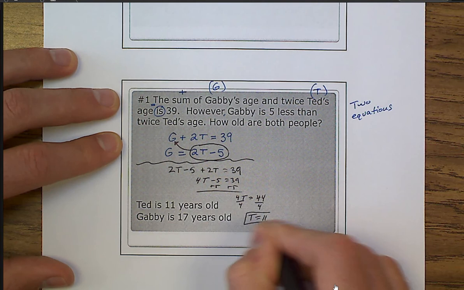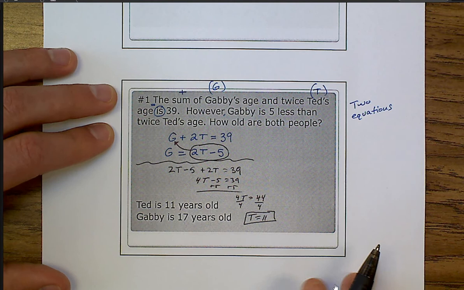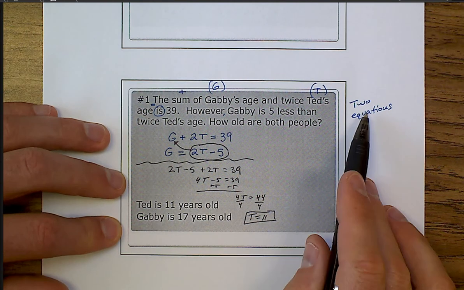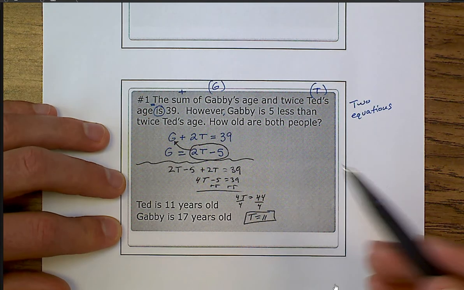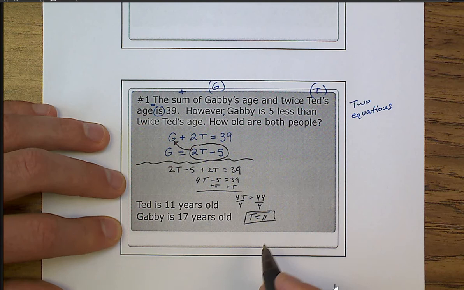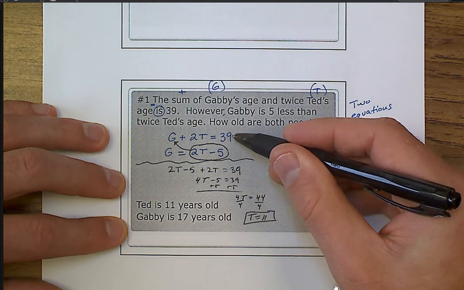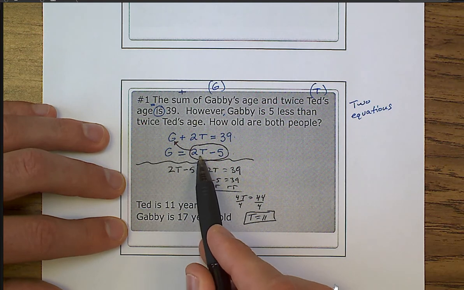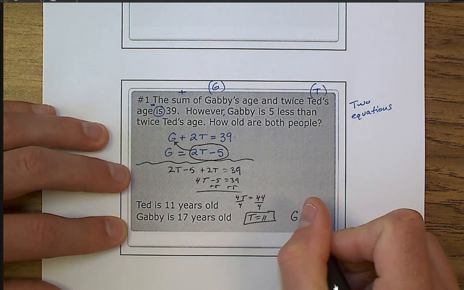Now again, you already have the answer here, which is a good thing, so that you can check to make sure you did it right, which we did. We get 11. And then, whenever you do a system, there's usually two answers. Sometimes there's two answers, sometimes there's one answer, sometimes there's no solution. But in this case, we have Gabby and Ted, so I need to plug that back into any one of the originals. You could plug it in here or here. Easier to plug into the second equation, because 2 times 11 would be 22, minus 5 would give you 17. So that means Gabby has to be 17 years old.